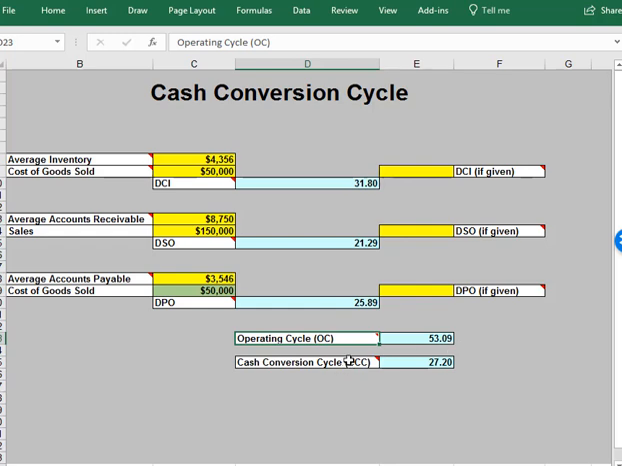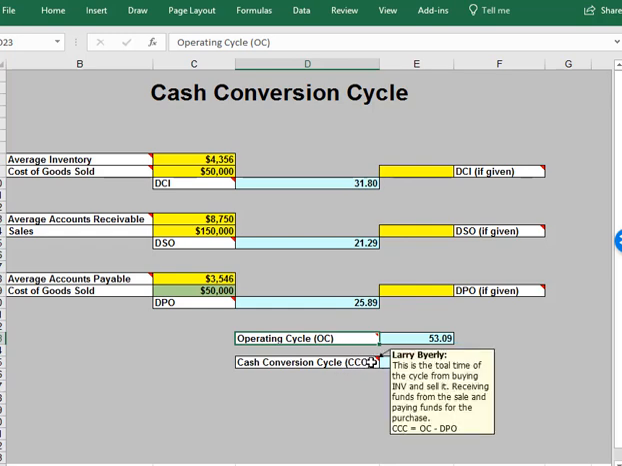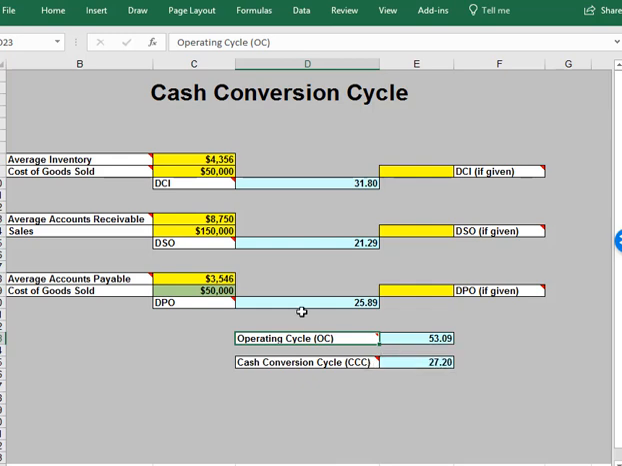The cash conversion cycle then is this operating cycle, subtracting from that the time it takes us to pay. So in this case, the cash conversion cycle is 27.20 days. To understand the concept here, think about the business cycle. You buy something, you sell something, and in the end, you obviously have to pay that something off. You have to pay for buying the inventory. So it's a cycle. It takes roughly 27 days for this cycle to complete.